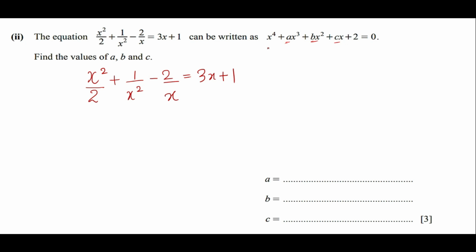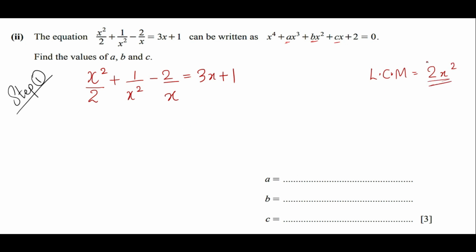Now here you can see it's a complete quadratic equation which is given here. The highest power of x is 4. As step 1, I'll try to bring in a single denominator here by combining all these fractions. So I'll find the lowest common multiple. I have 2, x squared and x. So my LCM here is going to be 2x squared.